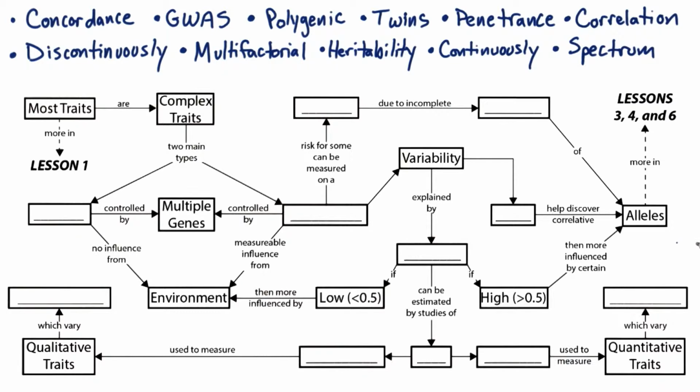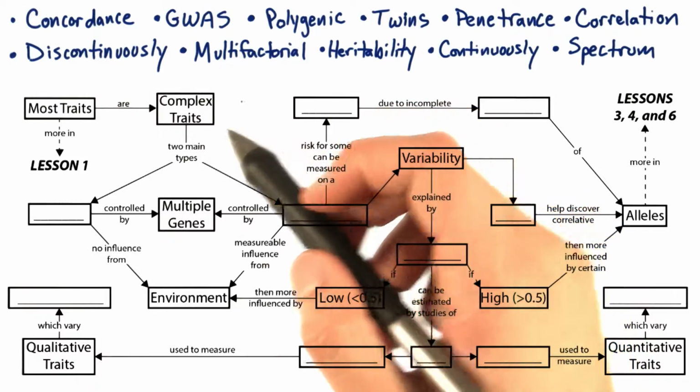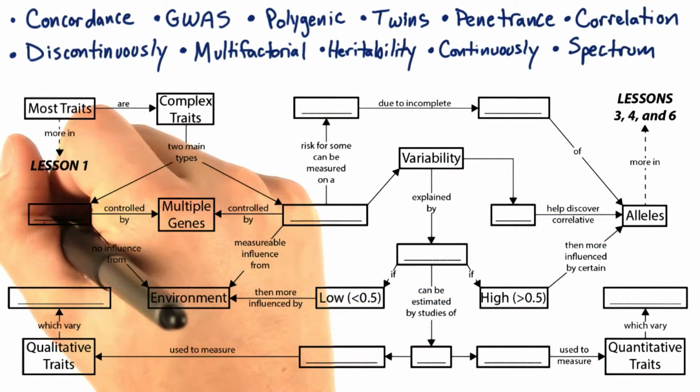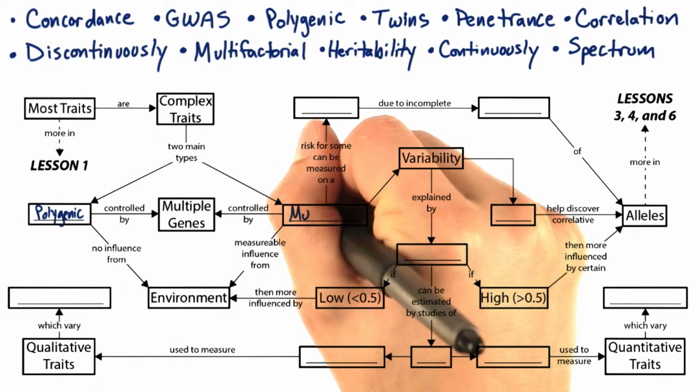Okay, let's walk through this concept map. Now, this lesson was all about complex traits, and most traits are complex, and we learned about traits really for the first time in lesson 1. Now, there are two main types of complex traits. We have polygenic and multifactorial.